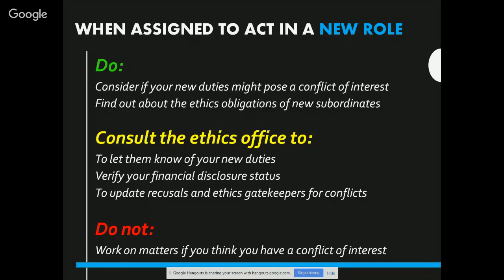And also to update any recusals. So if you have people who have active ethics obligations, they may need to change or expand the number of gatekeepers that are used in those recusals. So something else for people to keep in mind.